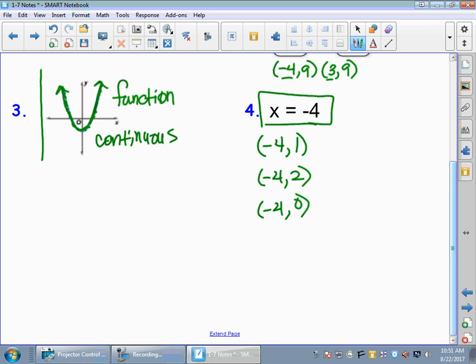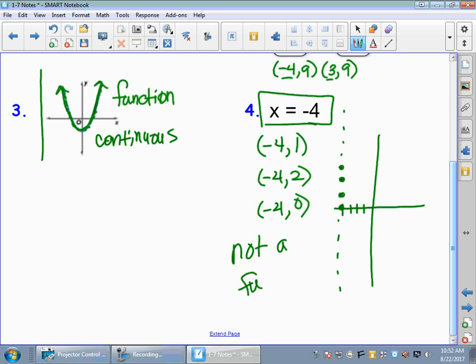Is x equal to -4 in all 3 of those ordered pairs? Yes. There is no y. The equation doesn't care about the y. And so all 3 of these belong to this relation. If I were to graph these, I'd get -4, 0, -4, 1, -4, 2. I could continue onward, but I'm getting a vertical line. And so because I'm getting a vertical line, it does not pass the vertical line test. So it's not a function, because the domain repeats over and over and over again.